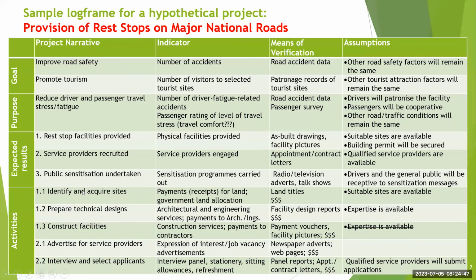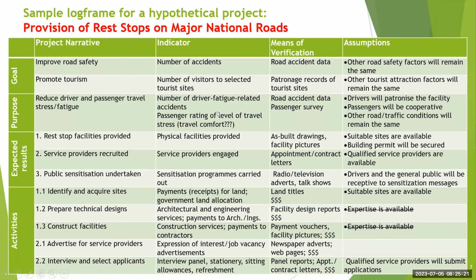And in terms of the activities, normally you would want to list the deliverables because you are now going to indicate what activities will have to be undertaken. For want of space, I just listed a few activities for the first and the second deliverable. First, you will have to identify and acquire a site. We have to prepare technical designs. We have to construct the facilities. For recruitment of service providers, we might have to do some advertisements and then interview and select applicants.